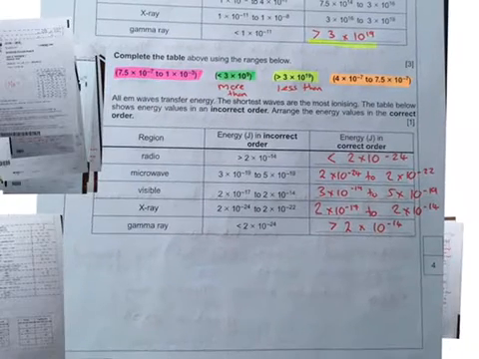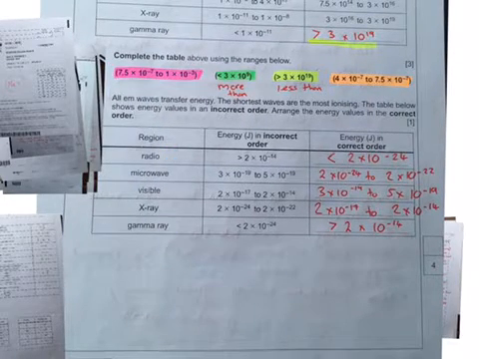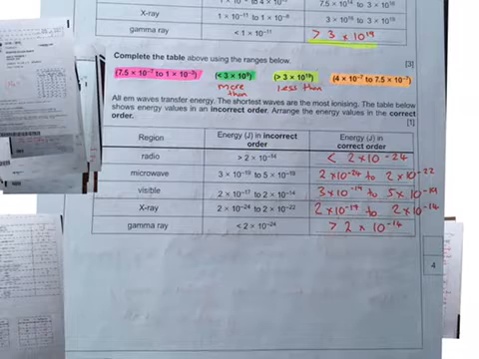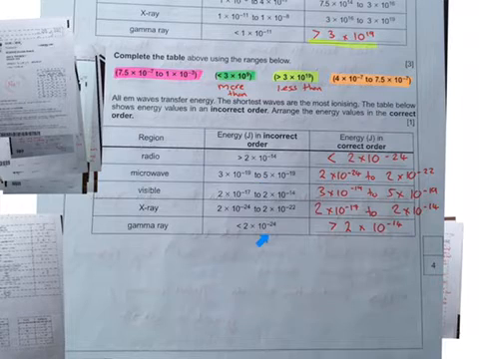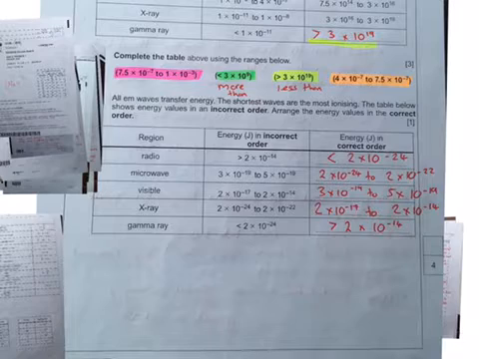So what's it asking? Here's your region, starts with radio up to gamma. Energy in joules in the incorrect order. Let's put it in the proper order. Now, energy is going to increase as you go up to gamma. So, again, we'd be dealing with minus figures. Sorry, I shouldn't say minus figures. We're dealing with minus standard form here. So -24 is a smaller number than -14.